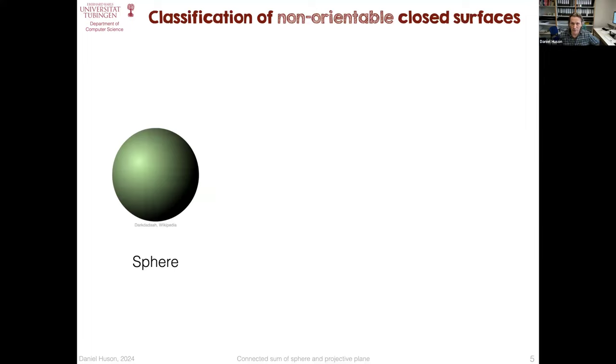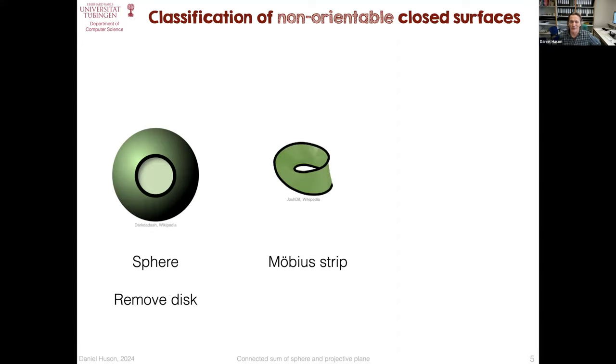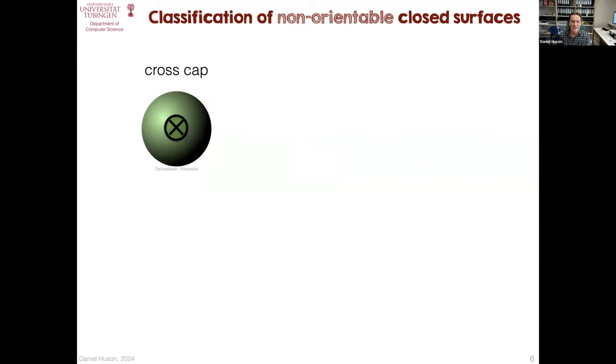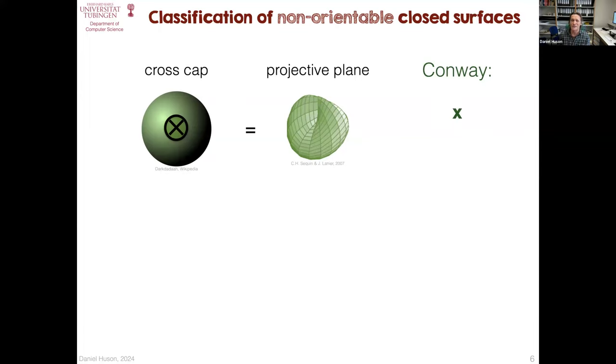And what about non-orientable closed surfaces? Well, take a sphere, punch a hole in it, and then take a Möbius strip that we all like, at least from school days. The Möbius strip has one boundary component, and along that boundary, glue it into the sphere, get the connected sum, and what you get is a sphere with a cross cap on it. This is not a good picture of a cross cap. It's a slightly better picture, but I'm going to draw them just as one of those crosses. Whenever you see one of those circles with a cross in it, it's one of those glued-in Möbius strips. If you think about it, it's a projective plane, and in Conway's notation, that's called cross.